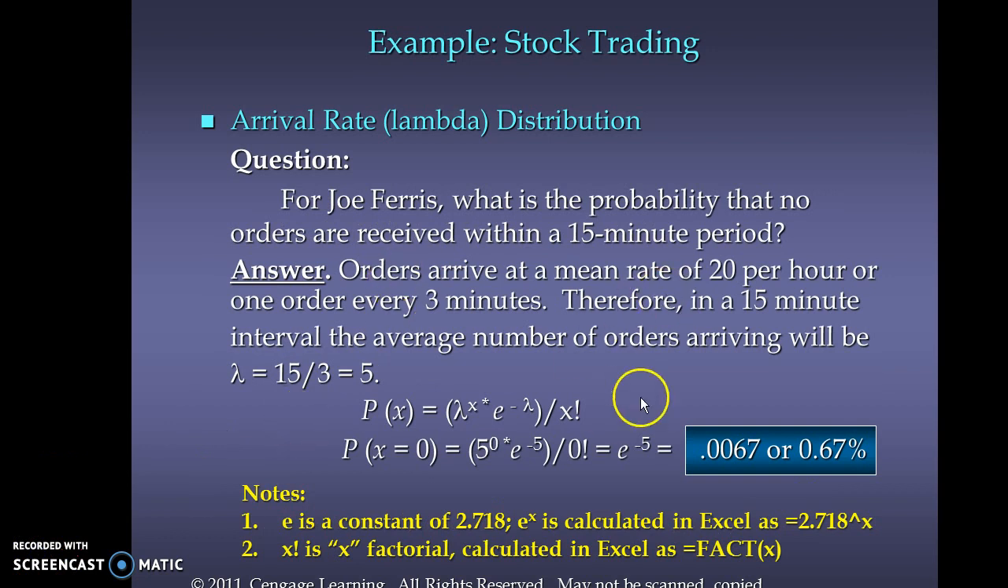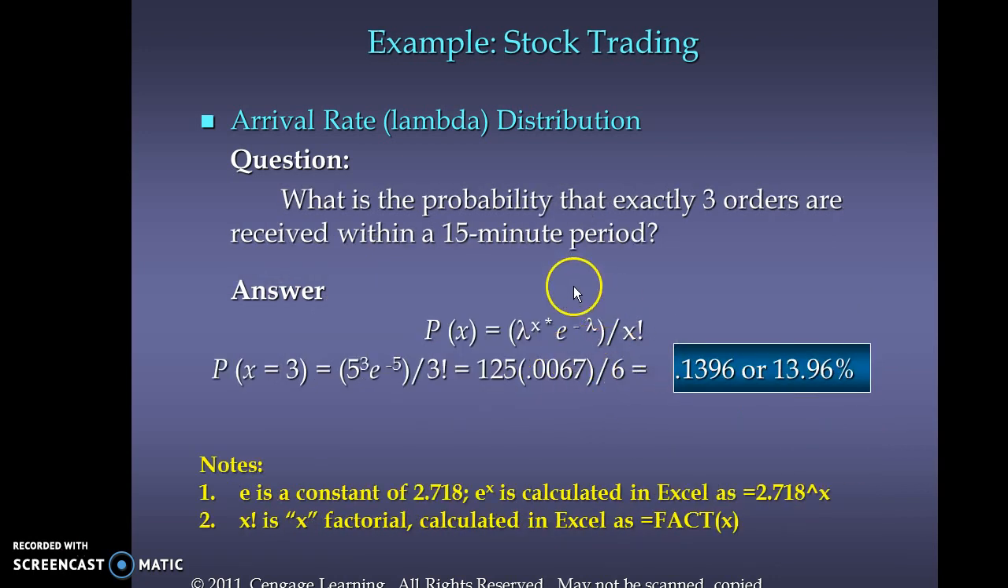So it should make intuitive sense to you that if we typically have 20 orders arriving per hour, and I ask you what's the probability that within a given 15-minute period of time nothing arrives, it's going to be a pretty low number. So it's less than 1%.